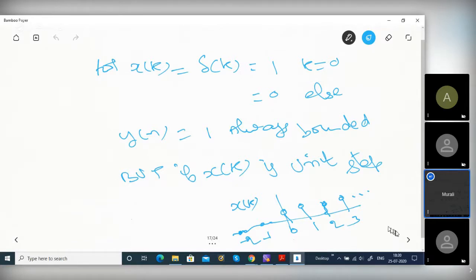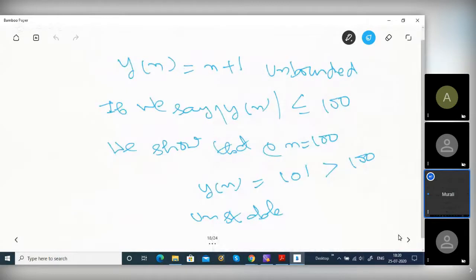Is it clear? You add 1 plus 1. For 0 it is 1, again for 1 it is 1, some 100 times. So 101. It is exceeding 100. So you cannot say 100 is the uppermost value. Whatever value, even if you say 1000, at n equal to 1000 it will become 1001. So it is unstable. You cannot say that it can't exceed beyond that value, whereas input is bounded. So this accumulator is an unstable system.